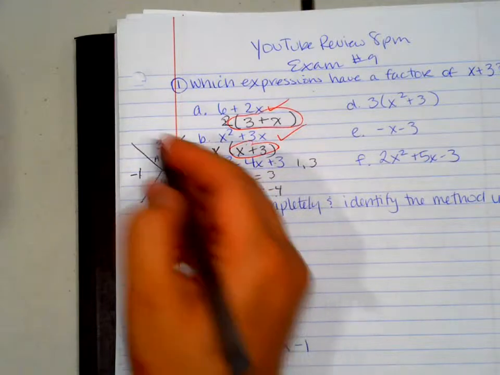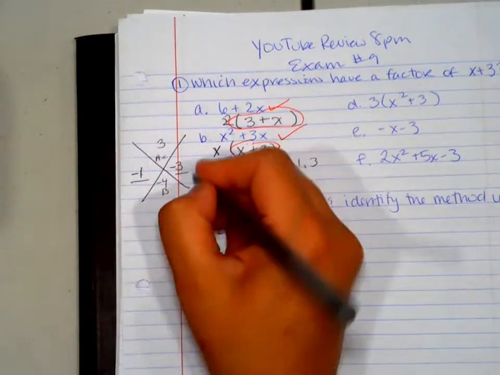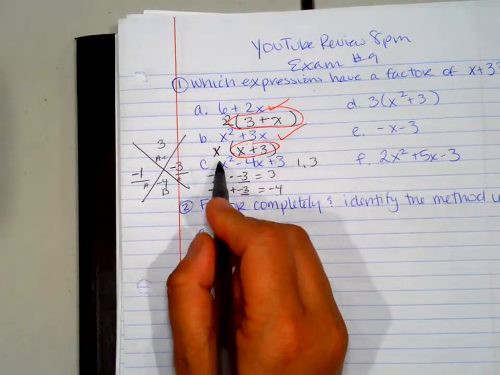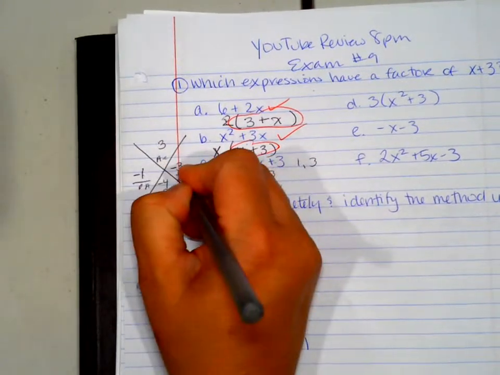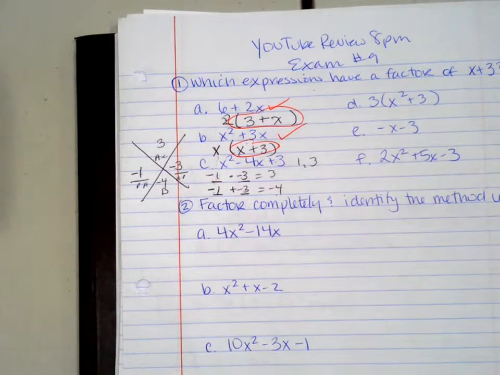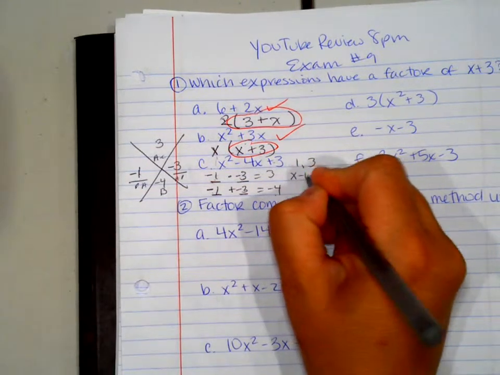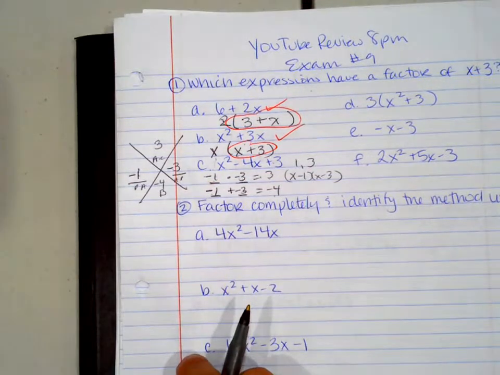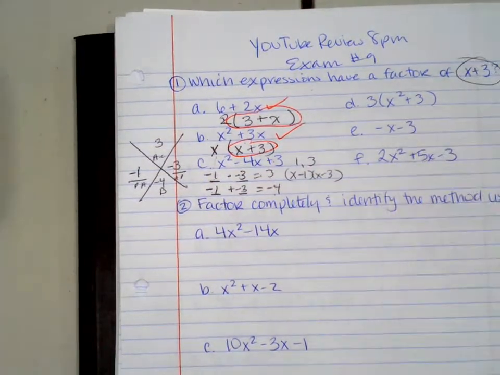Now, when you do this, remember you need to drop your a term. A always comes underneath. In this case, it's a 1. There's a 1 right there, so that makes it super easy. And I get x minus 1, x minus 3. So that one right there, no good. I'm looking for, remember, x plus 3.